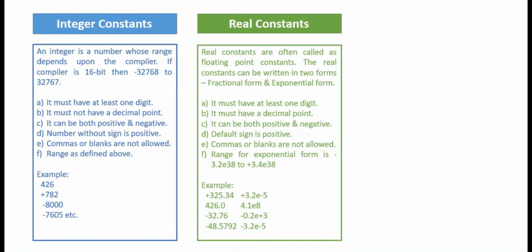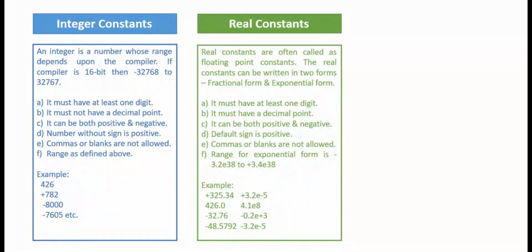As examples, we can see +325.34, 426.0, -32.76, -48.5792. These are the fractional form representations. If I'm talking about exponential, then examples can be +3.2e-5, 4.1e8, -0.2e3, -3.2e-5.